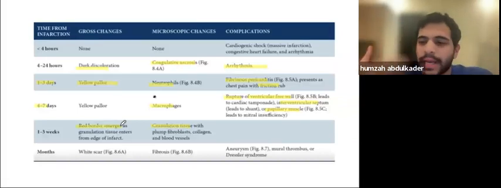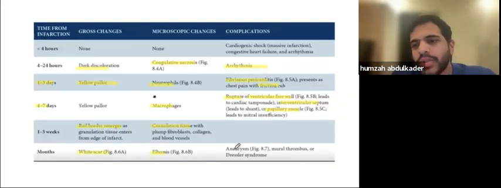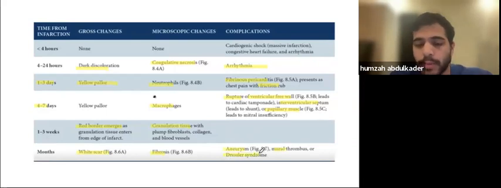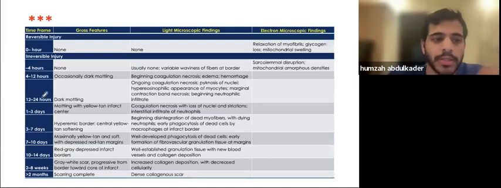And then afterwards, it'll take months, months and months. Eventually you get fibrosis, which comes as a white scar. And once you have fibrosis, that's when you start to think about aneurysm because the wall's weak, right? Or thrombus, or Dressler syndrome, which I mentioned earlier, is autoimmune pericarditis, which I don't think is that important for you guys. Now, if we're going over the table from your lecture, we'll just go over the same things that we talked about, okay?